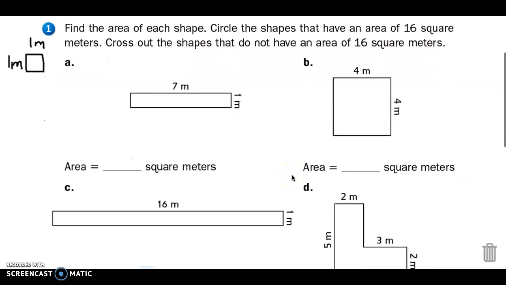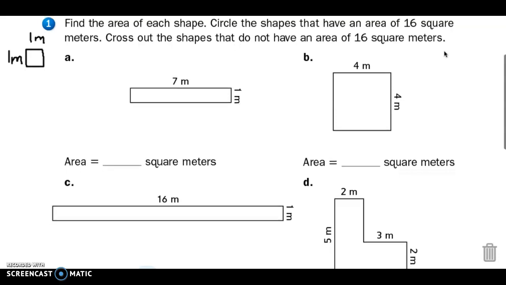Okay, number 1 says, find the area of the shape. Remember, area sounds like array, so we know we're going to be multiplying the side lengths. Circle the shapes that have an area of 16 square meters. Cross out the shapes that do not have an area of 16 square meters. Okay, so it's 2 steps. First, we have to solve how many square meters there are, and then we either have to cross it out or circle it, depending on what our answer is.